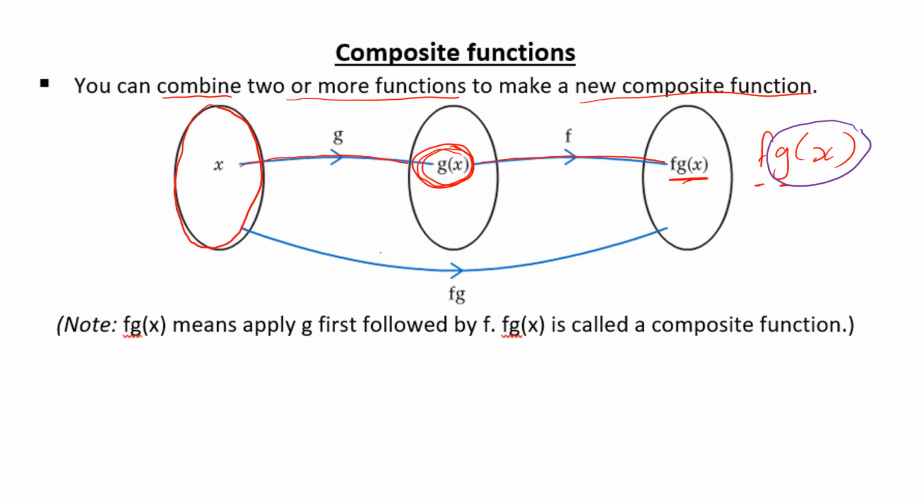So we're going to go through some examples of how you would construct a composite function. It's fairly straightforward to write down a composite function. I think the more difficult part of this is finding the domains and ranges. But we'll start off with just actually writing down composite functions.